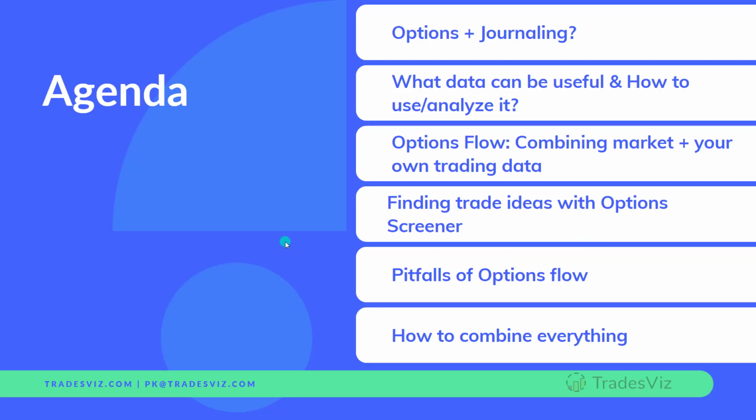So we're going to be looking at multiple topics here. The first one is how can options journaling be done? And next we'll be looking at how options data can be used for trade journaling and how we can analyze it. And the second portion of the presentation will be focused on how we can use options flow data to gain more insights on what you can do to manage your positions and how you can find better trades. And all of this is within Tradesviz. And finally, we'll discuss what the pitfalls are, and the advantages and disadvantages of using options flow and alternative data for your analysis in Tradesviz.